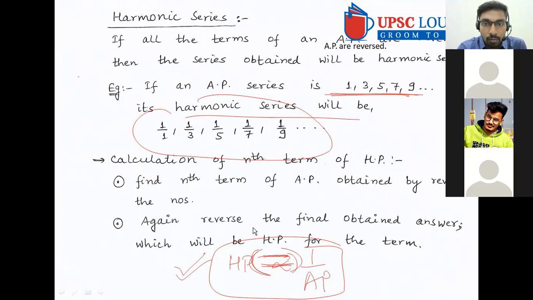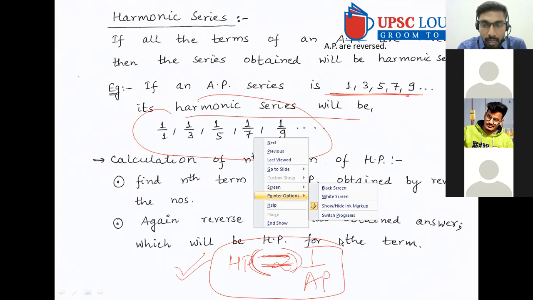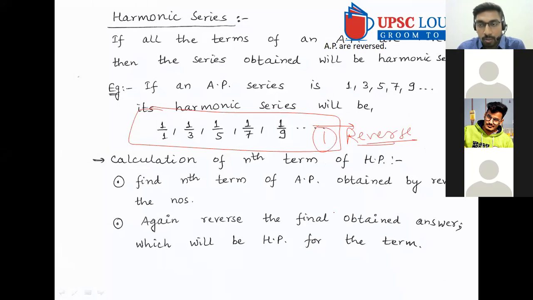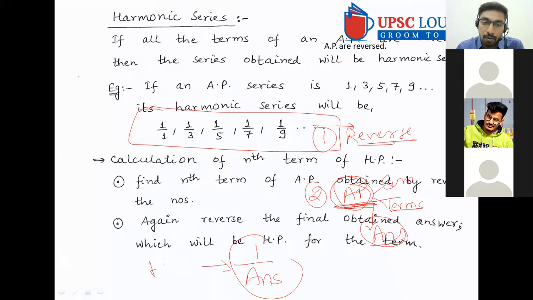So how will you calculate the nth term or the sum of the HP part? First of all, if the sequence is in HP, convert it into AP, that means reverse it. So the first step is to reverse the sequence. Second step, calculate the value according to the formulas we use in the AP part, whether sum or terms, whatever they are asking. After that, whatever answer you get, just reverse it. That means 1 upon the answer will be the answer for the HP part.